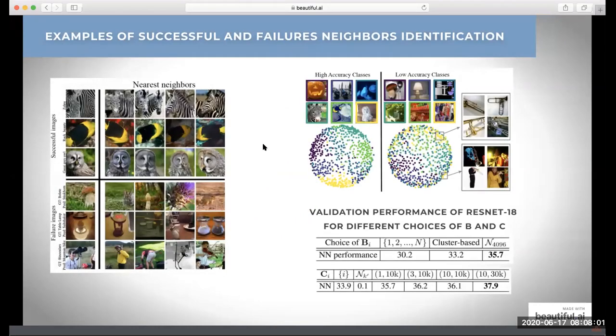And this is one of the examples that they have shown in the paper, where they determine some of the successes and failures in neighbor identification. For example, in these successful images, you can see that for the zebra, they have found similar images, where from left to right, the distance is increasing. And these are some of the failures where the nearest neighbors don't look like the original image.